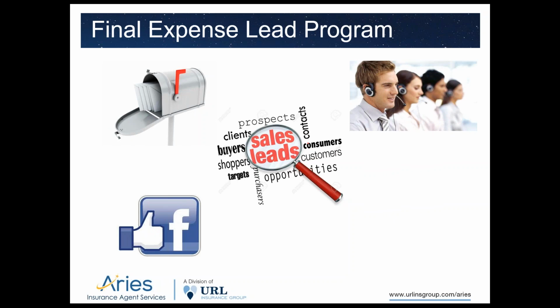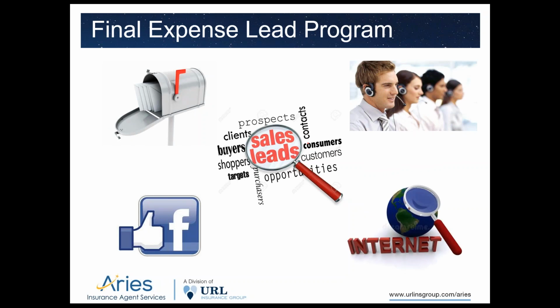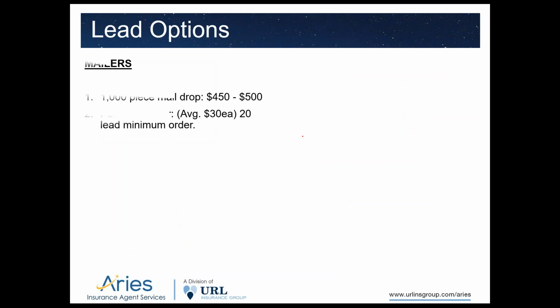We have social media leads, and we also have internet search leads. So here are the costs that are associated with it. Direct mailers: you can do a 1,000-piece mail drop for around $450 to $500. You pick the area that you want to target. The leads are going exclusively to you. Now, there's also a guaranteed per lead mailer, meaning that the lead vendor will do as many mailers to get you the requested number of lead results that you're looking for.